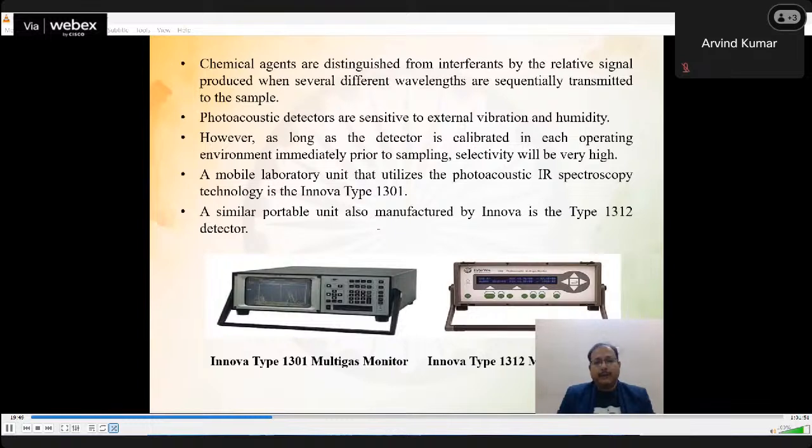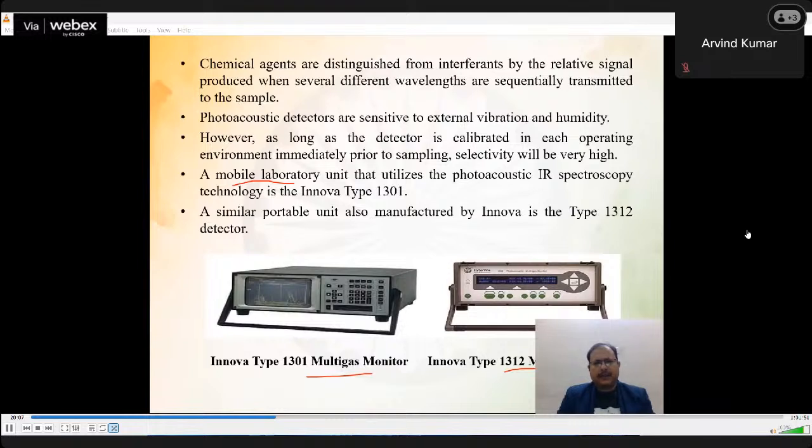A mobile laboratory, you can see this type of thing. It is a meter, because it is the Innova Type 1301. It is basically a mobile laboratory. A similar portable unit is 312. You can see here 31131. Both have the same mechanism.